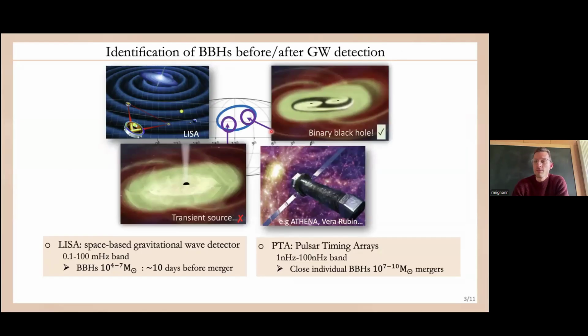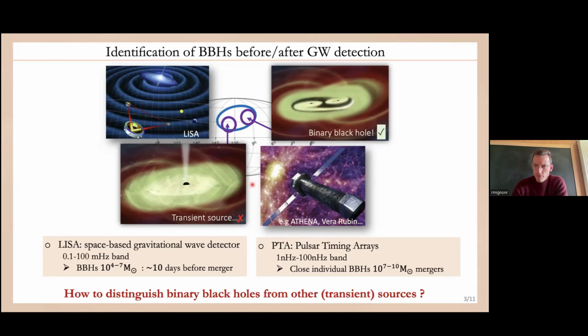Now the question is basically, how do we manage to do that, and how do we manage to distinguish binary black holes from any other type of sources? And here I will be talking about binary black holes that have some validity for LISA as well as for PTA.